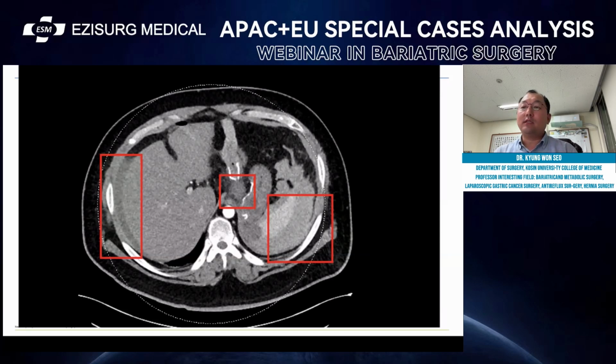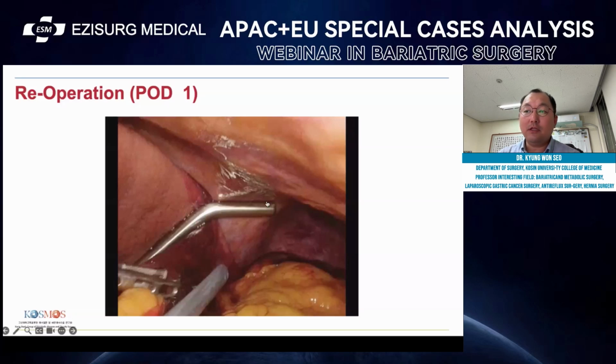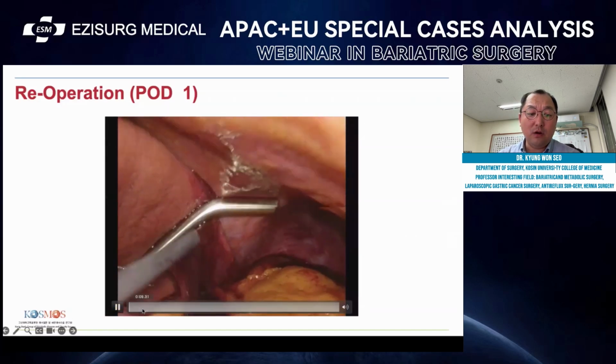When we checked the CT scan, blood collection was seen in the subhepatic and subsplenic area and the lateral gastric area. Although conservative treatment was possible, after the hematoma turned into an abscess, emergency surgery was decided, considering the possibility of a sleeve leakage in the chronic phase. The purpose of this surgery was hematoma evacuation and staple line repair. This is a video of the operation.